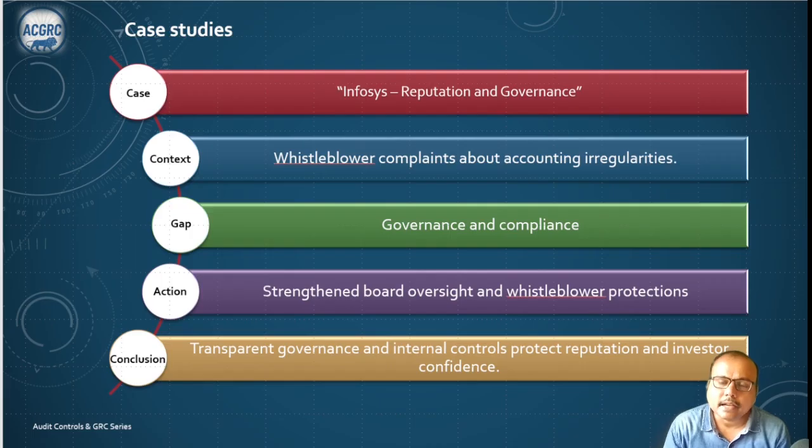The next case is one wherein governance and compliance gaps were identified. This is a case from Infosys. The context is that a whistleblower complained about accounting irregularities. The result of the review was that the board was strengthened for oversight and the whistleblower protection program was initiated or enhanced. The conclusion: transparent governance and internal control protect reputation and investor confidence. The whistleblower protection program is now one of the cornerstones of governance, seen in every reputed organization, and any new organization setting up the governance framework has this in their list.